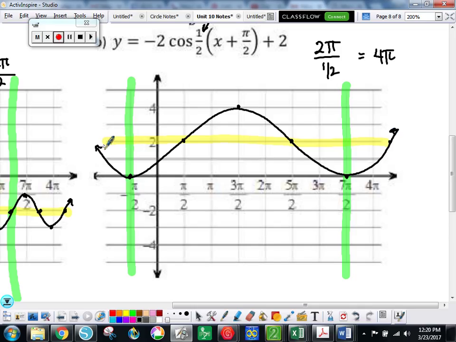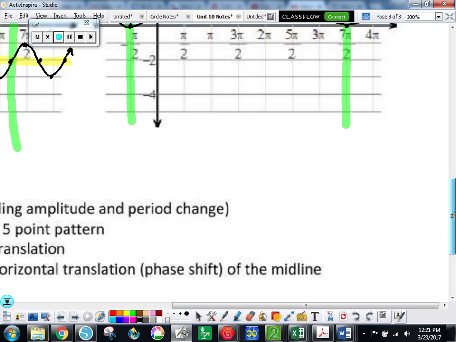Fun. Fun. Any questions on that one? Was it better the second time? Yeah. How many more of these do we have? That's it. That's it? All right.